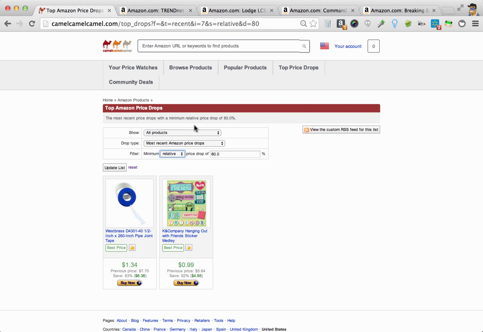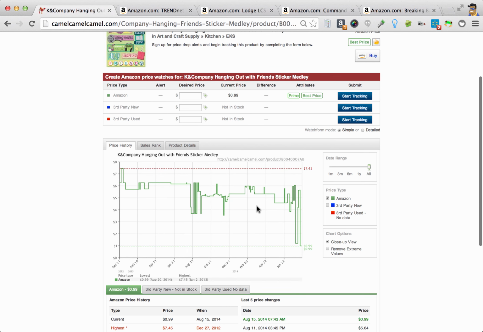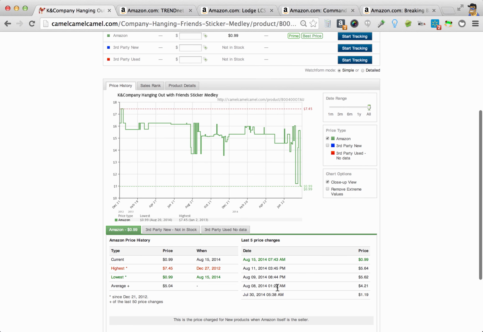So play around with this, understand how to use it, understand how to set up the alerts, and understand how to set up or read these things. The last 5 price changes so you can see when they've changed and if there's a low price, if it's been there for a long time, if it hasn't gone back up yet. And then the current, highest, and lowest. Because if you know the all-time lowest, that's a huge key.